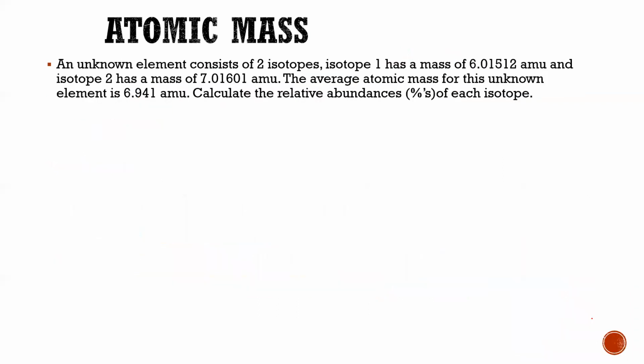So here I have an unknown element that consists of 2 isotopes. They tell you the mass in AMU of isotope 1, and isotope 2 has a mass. They tell you that the average atomic mass for this element is 6.941 AMU. There's a couple things. You can easily identify this element by looking at the periodic table: 6.941 AMU is lithium.